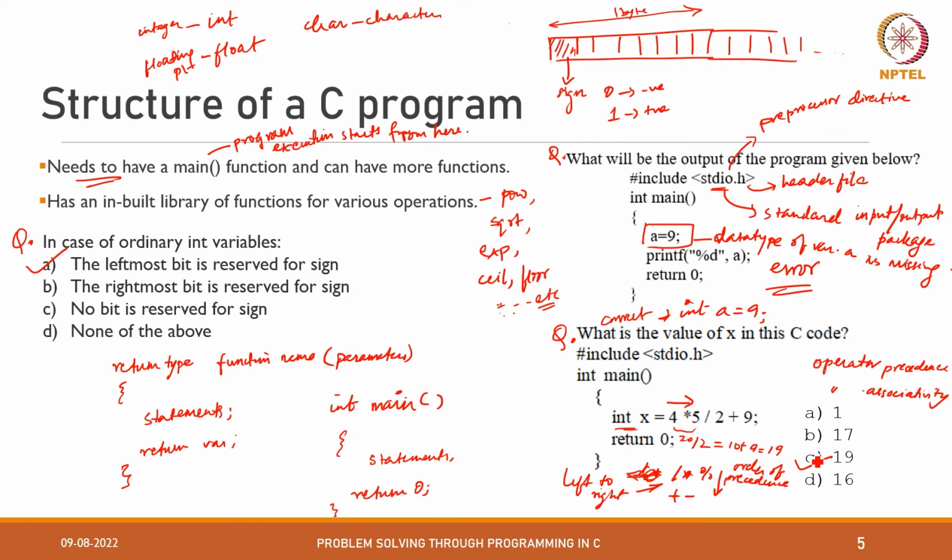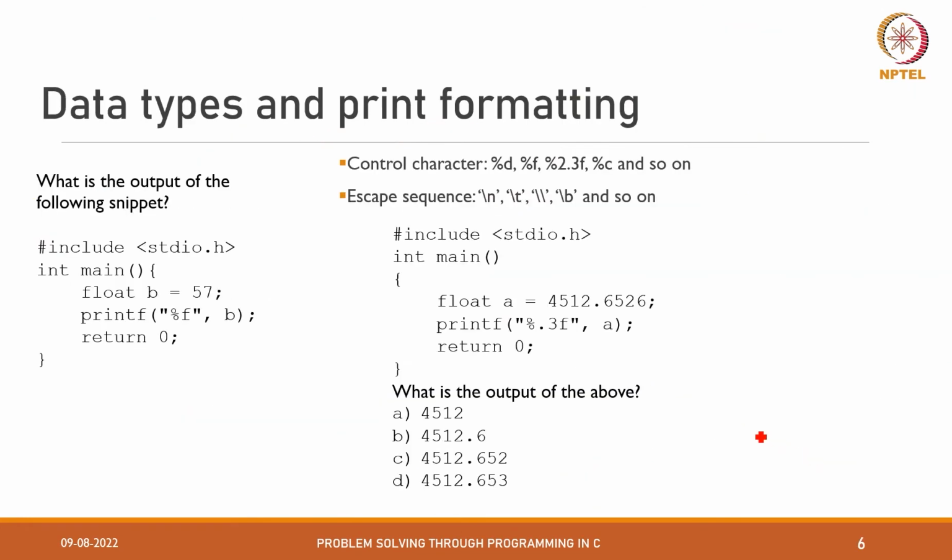Okay, so let's see the next question. What is the output of the following snippet? In this, we have included stdio.h, defined the main function, and we are defining a variable b, which is 57, and printing the value using this percentage f. What is this percentage f?